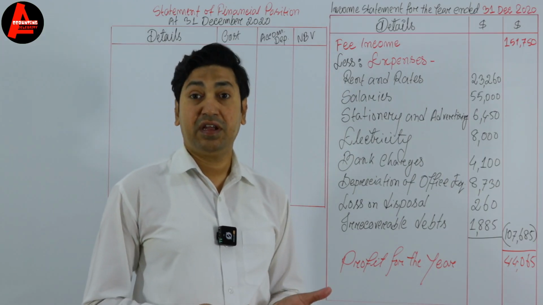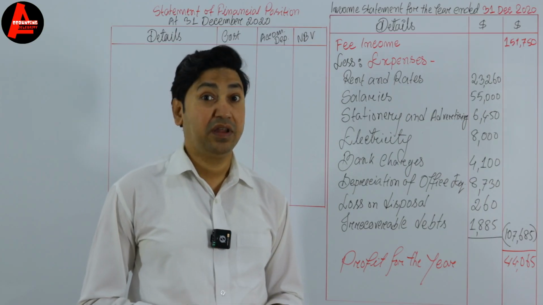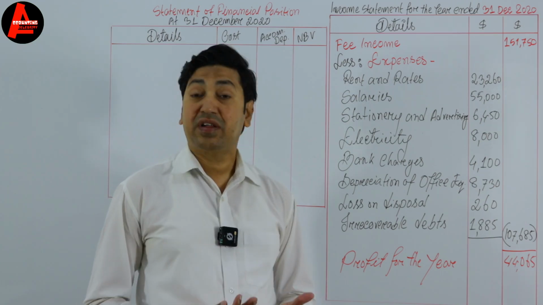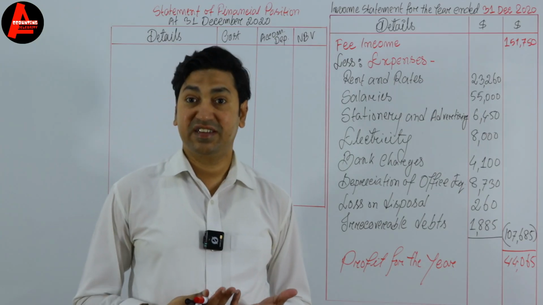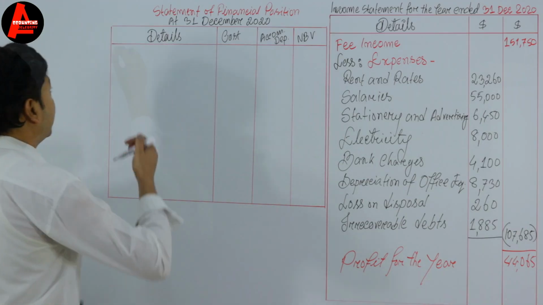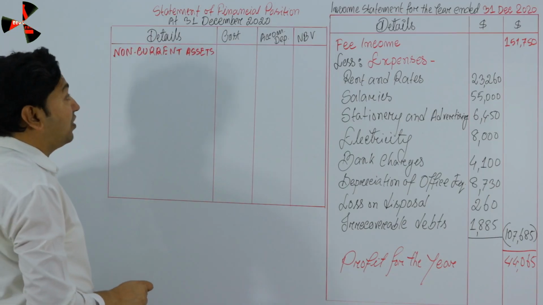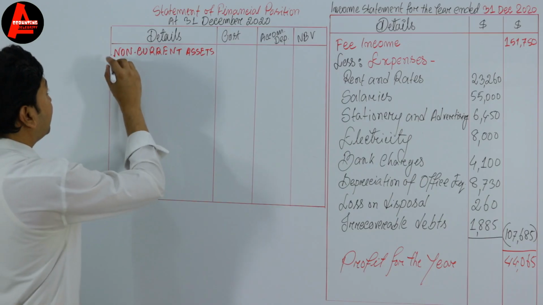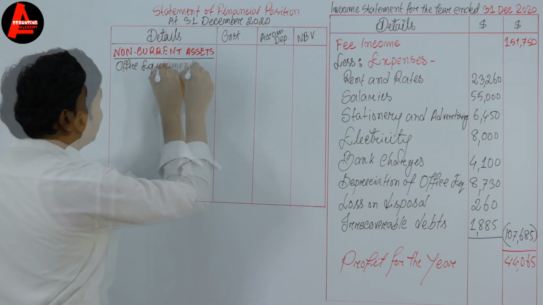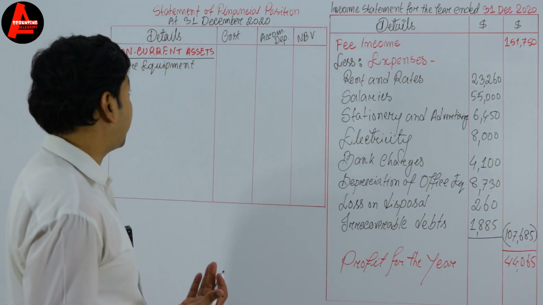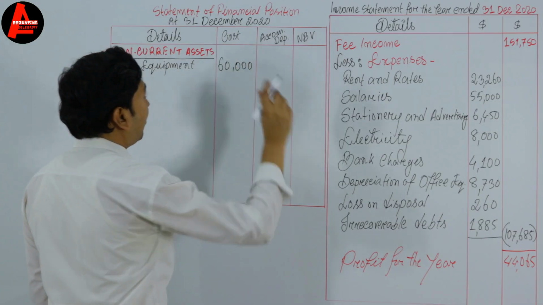Here we see the non-current asset. It is office equipment and the cost price is given, $60,000. So what is the first section in this balance sheet format? We write non-current assets. So let us write here non-current assets. Here we have only one non-current asset, it is office equipment. So let us write here office equipment. In the question we saw the cost price was $60,000, so we will write here $60,000.